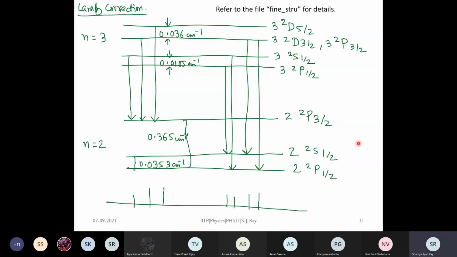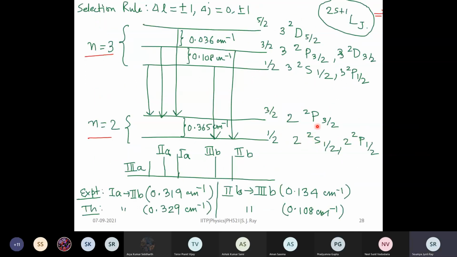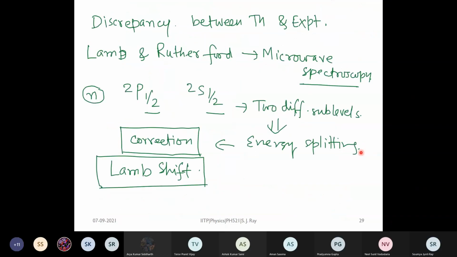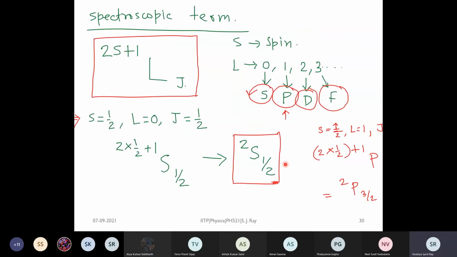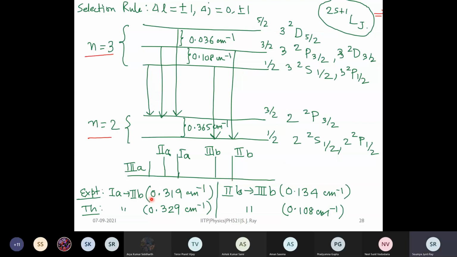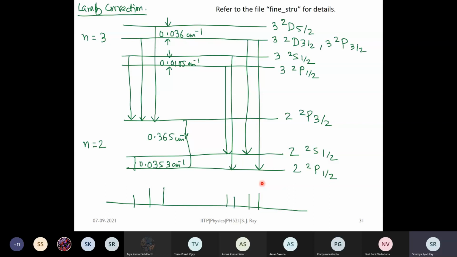Similarly, for n equal to 2, earlier we had only 2 levels. Now there are 2p 3/2, 2s half, and 2p half. Here this 2s half and 2p half do not belong to the same level. Rather, there is some term shift present here too. If we take all these things into consideration and calculate the term shift between 1s and 2p, and 2p and 3p, then this correction matches with the experimental value.